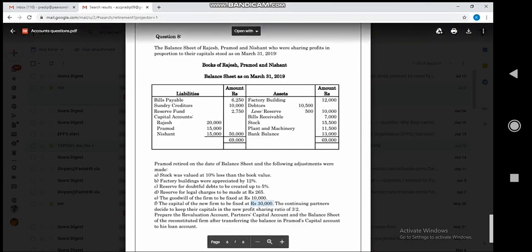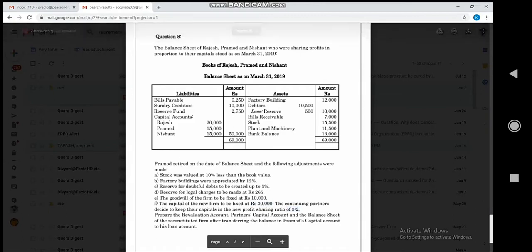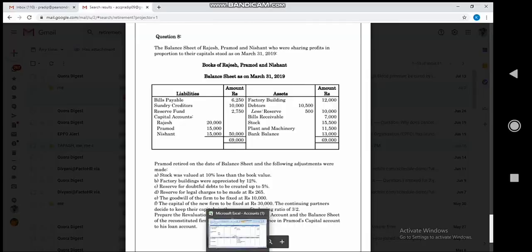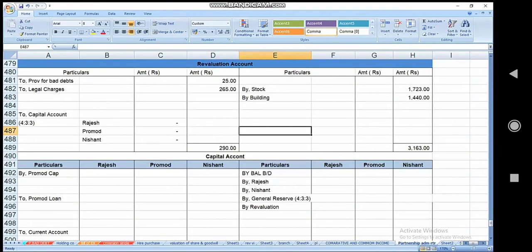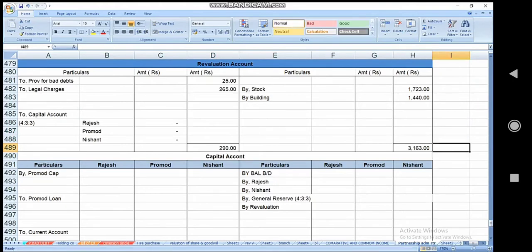And the capital account is fixed. See, the capital account fixed is 30,000 and there are no more items for the revaluation account. So we have to close the revaluation account and find out the loss or profit of the revaluation. Here the profit will come. Then how much will it come?